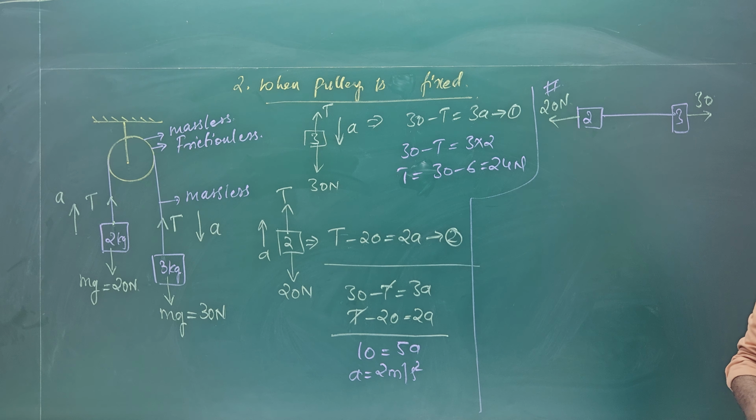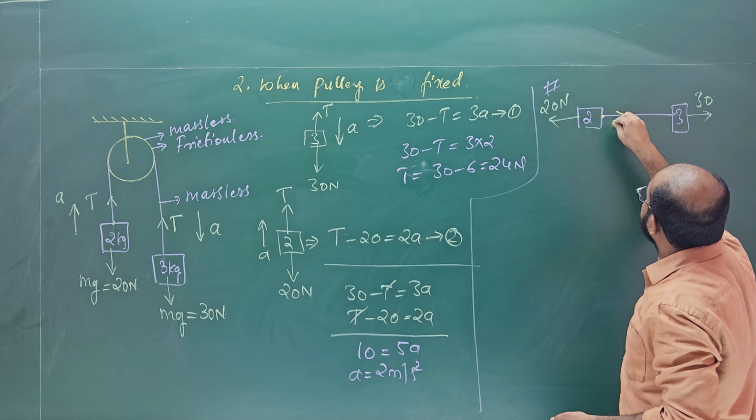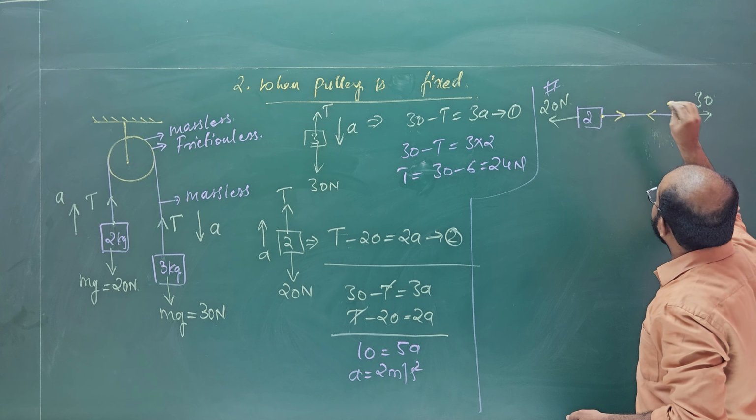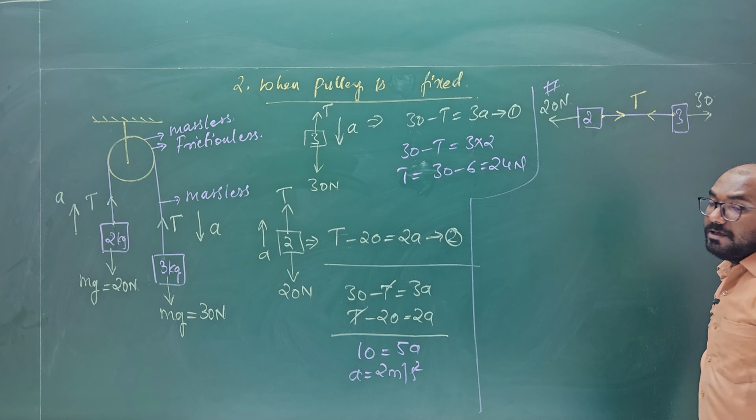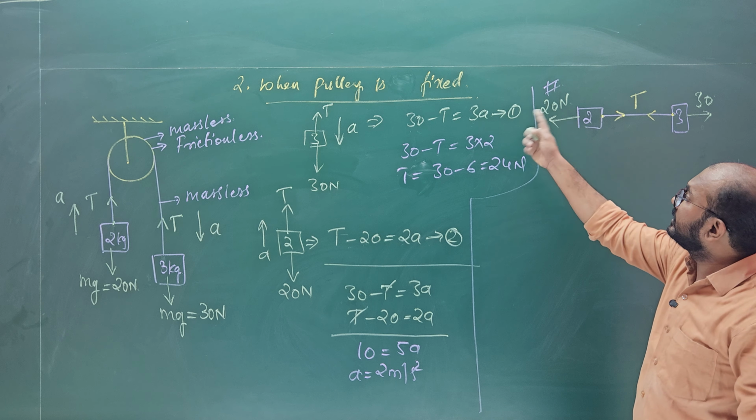Yes or no? Okay. The second thing, pointing the tension. So at this point, tension is in this direction, and at this point, tension is in that direction. Tension is the same. Why? Because the string is massless. Okay. Now, writing the equation for this. This is your bigger force, 30 Newton. So 30 Newton is acting in this direction, 20 Newton is acting in that direction.